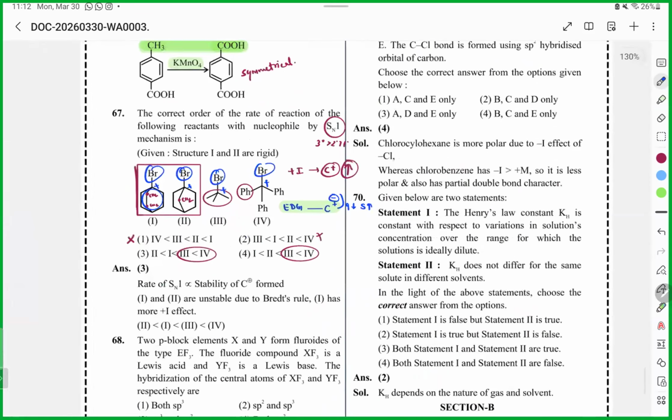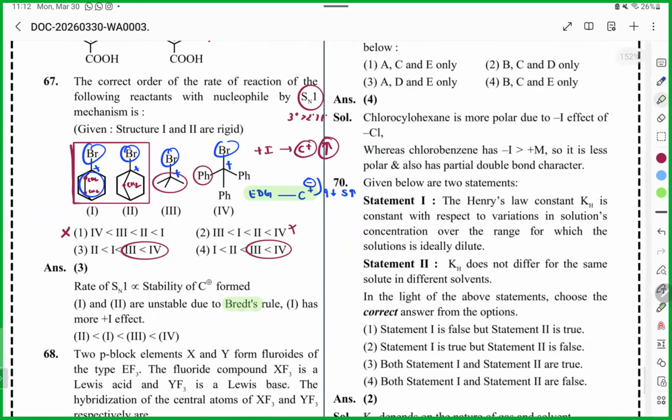Intentionally, I did not add this word, bracket rule, because it is not required. In general, any bridge ring is highly unstable. Bridge form will be highly unstable because of very high steric hindrance, too much crowd.